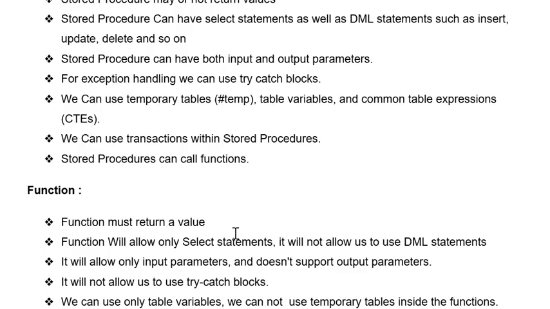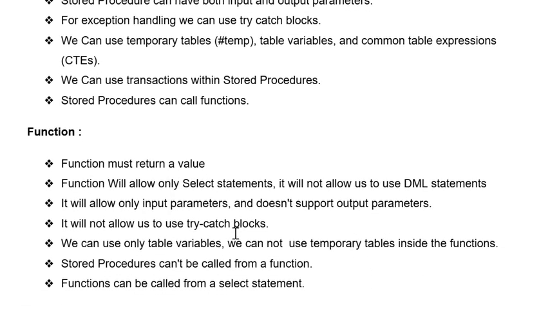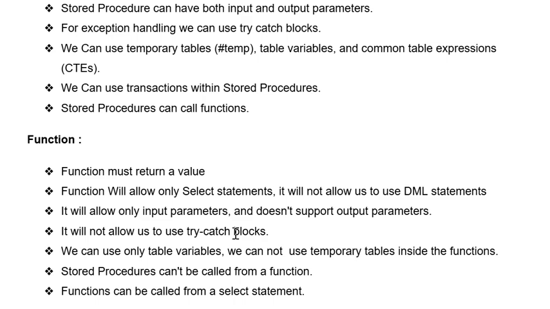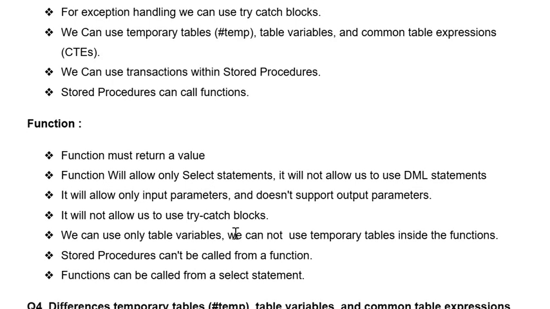For exception handling we can use a try catch block in a stored procedure, but in functions we cannot. We can use temporary tables as well as temporary variables and CTEs in a stored procedure, but in functions we can only use table variables, not temporary tables. We can use a transaction within the stored procedure, and stored procedure can call the functions, but a stored procedure cannot be called from the functions. Functions are called from a select statement.